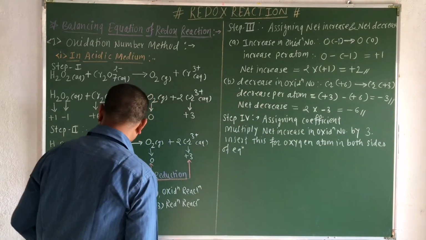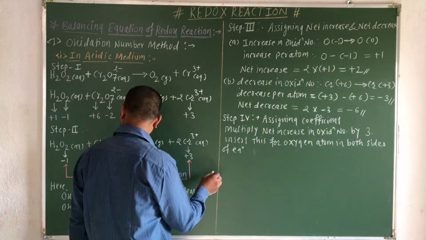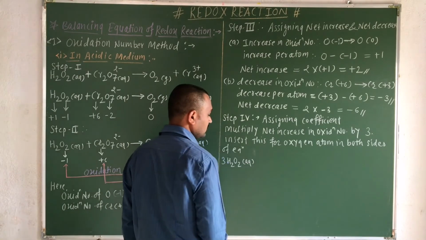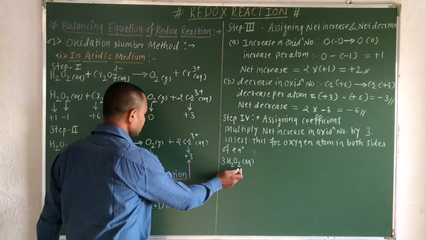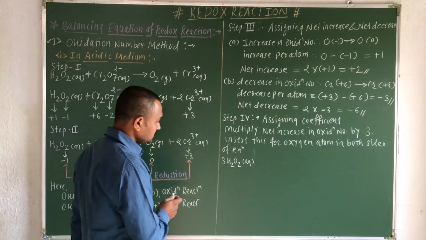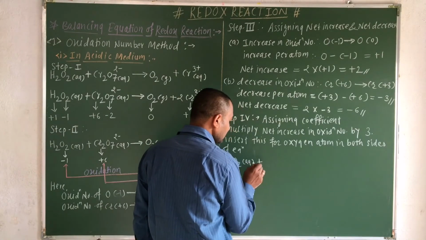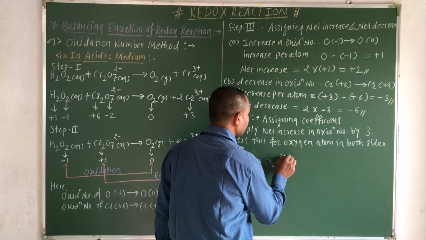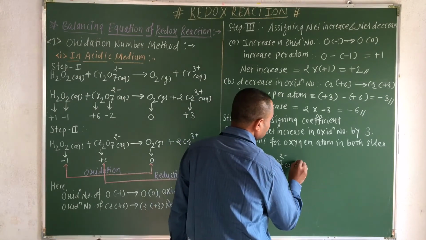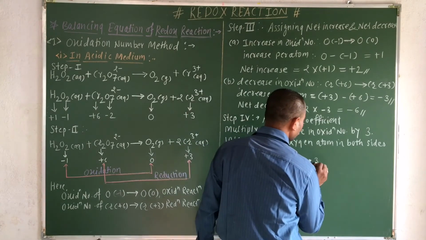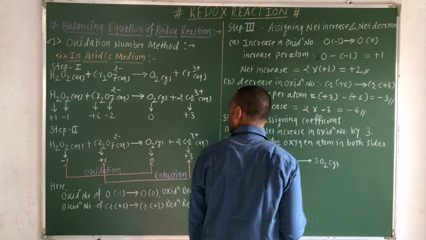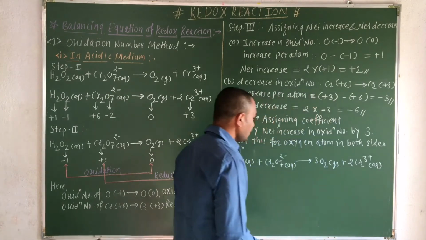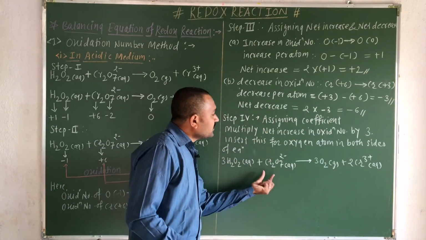Again, it is very simple. So this is our reaction: 3H2O2 aqueous on both sides of the equation. Here is the oxygen atom, that's why I have taken 3H2O2, as the oxidation process takes place in hydrogen peroxide. Now chromium, Cr2O7 2 minus as it is, then it gives 3O2 gaseous plus 2Cr plus 3 aqueous.